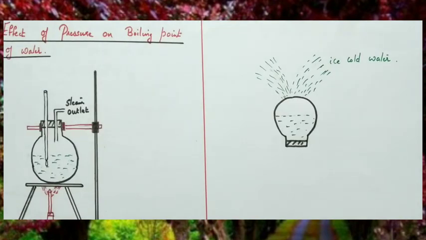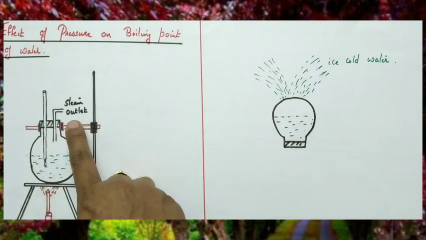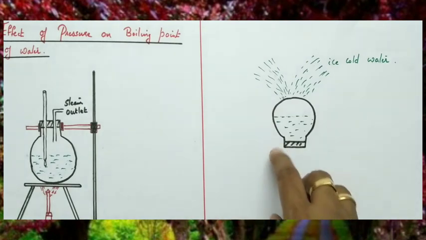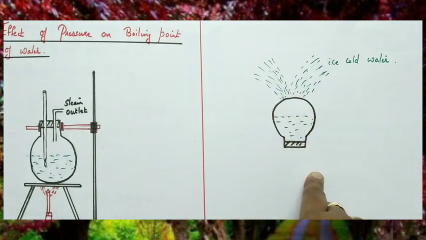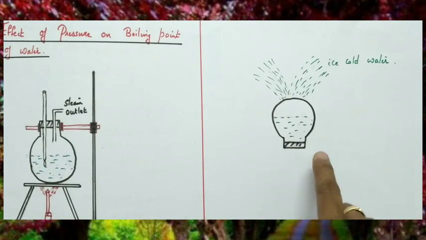Now remove the burner, and allow the water to cool to some 80 degrees Celsius. Then remove the thermometer, remove the steam outlet and close the flask using a tight fitting cork and keep it upside down like this. Now pour ice cold water on the flask. Now the water vapor in the flask condenses, reducing the pressure on the water surface inside the flask.